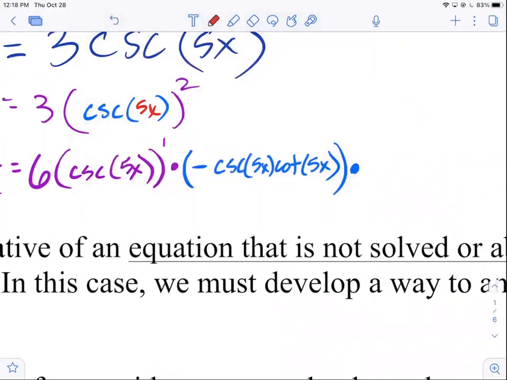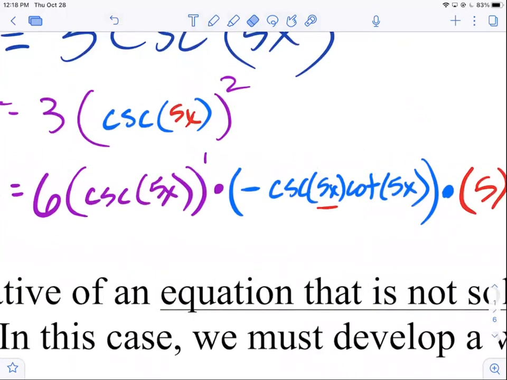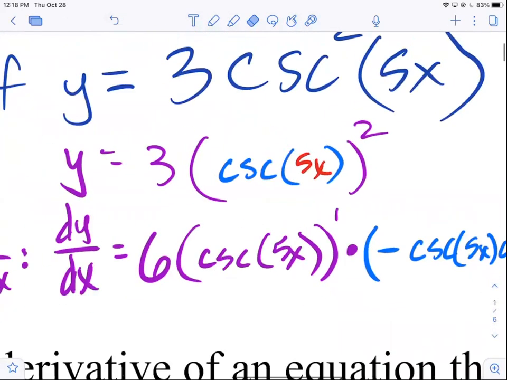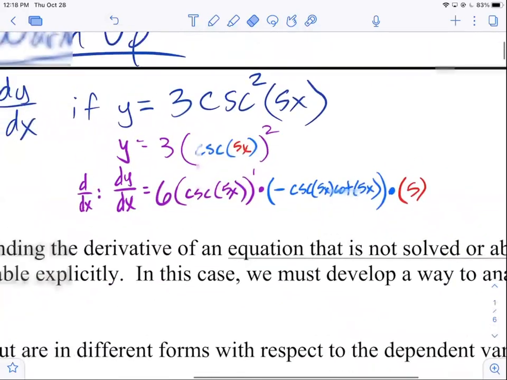And then the derivative of 5x is 5, right? Do we put another 5 there? Because look, we have two 5x's. Do we put another one? No, because we're not taking the derivative of what we create. We're taking the derivative of this original function, okay? That 5x is there once, and so there it is.